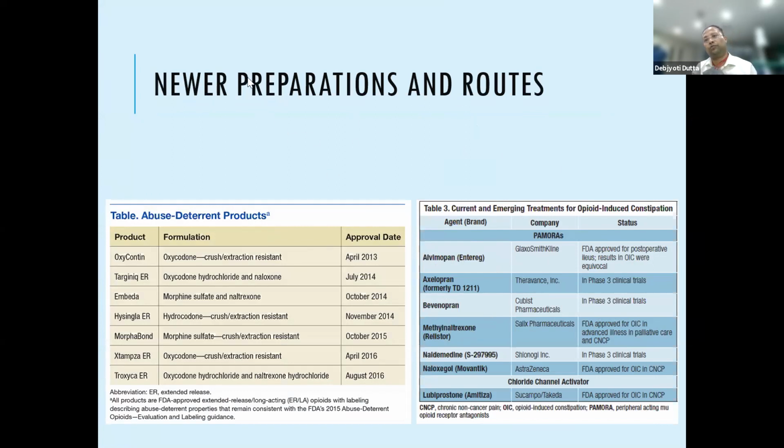Why should we be very careful? Because worldwide it has been seen that opioids cause too much abuse, and even some studies have shown that one third of people causing abuse got it from prescription drugs. If that is the case, then we should think of using those preparations which don't cause abuse. So there are abuse deterrent products. If one takes more of these drugs, they will have dysphoria.